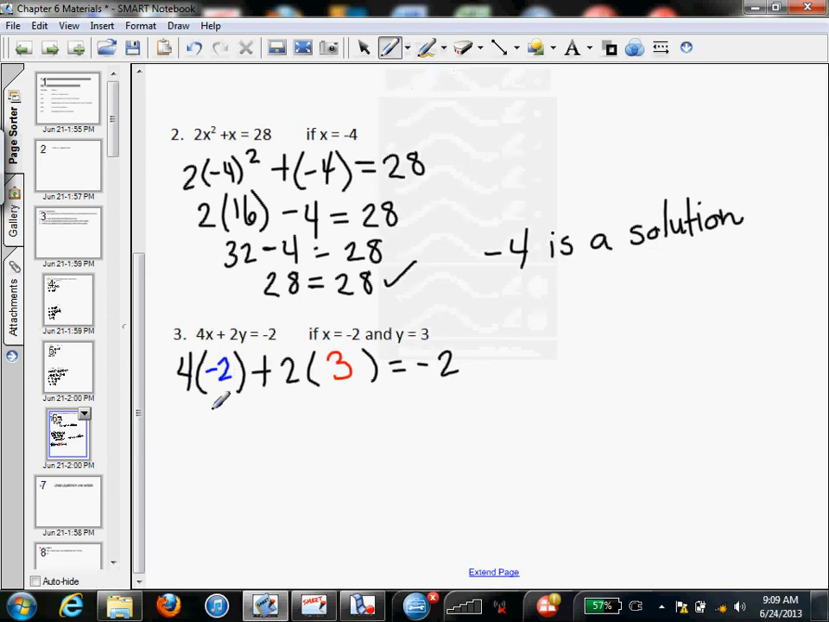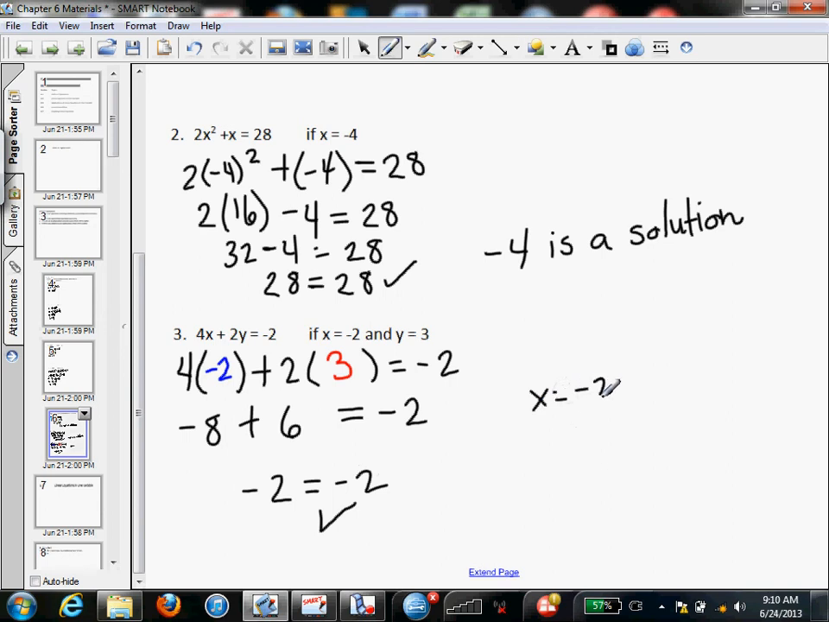Let's go through and simplify. 4 times negative 2 is negative 8, plus 2 times 3 is 6, equals negative 2. And if we simplify, negative 8 plus 6 is negative 2. So negative 2 equals negative 2. That is a true answer. So that means x equals negative 2 and y equals 3 is a solution.